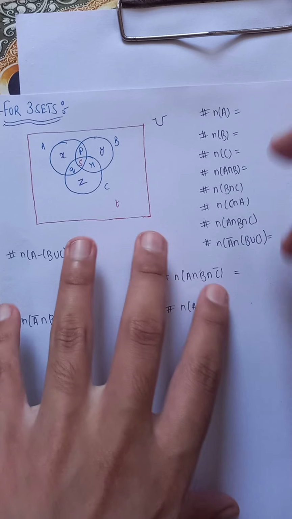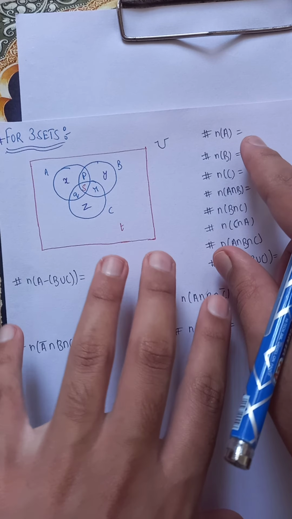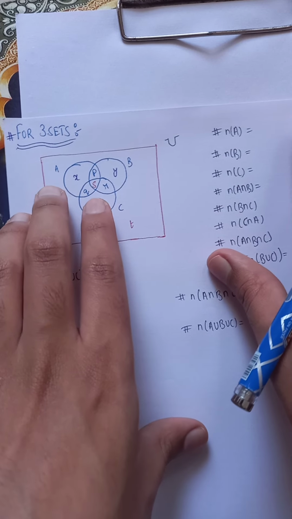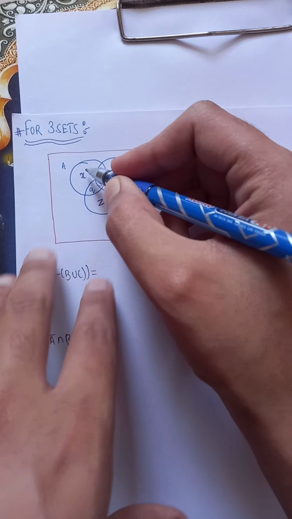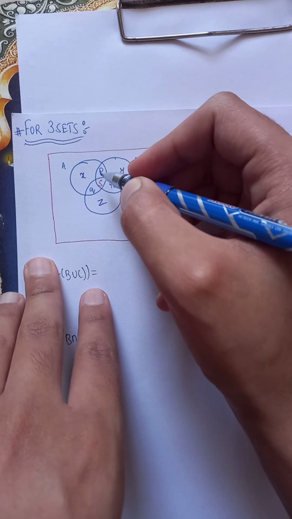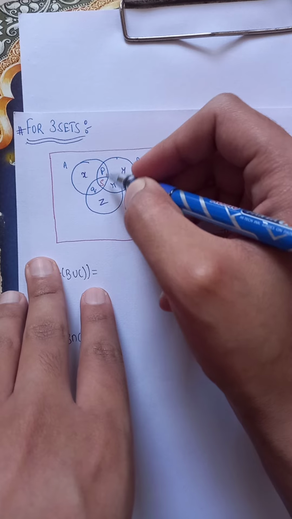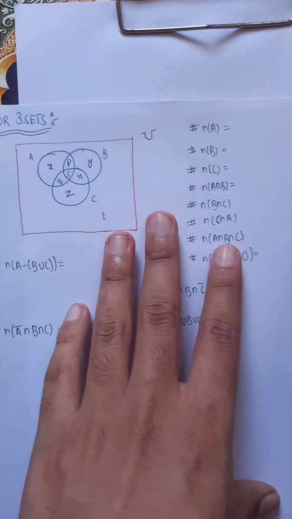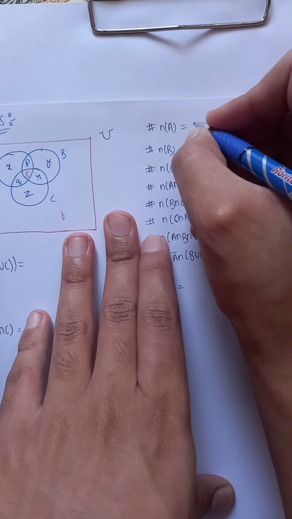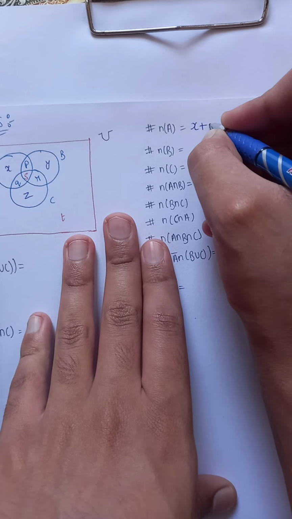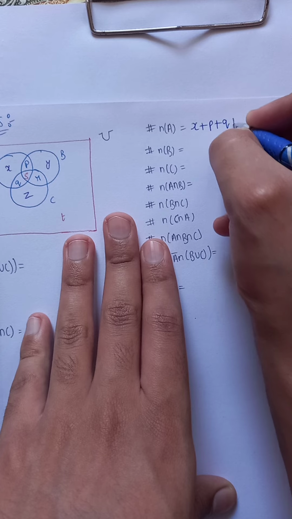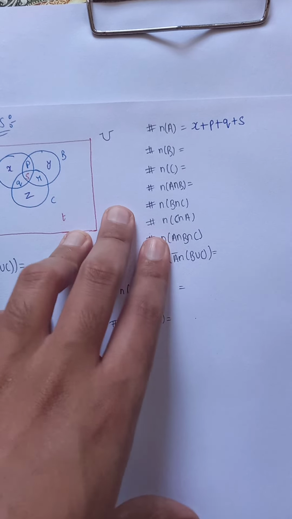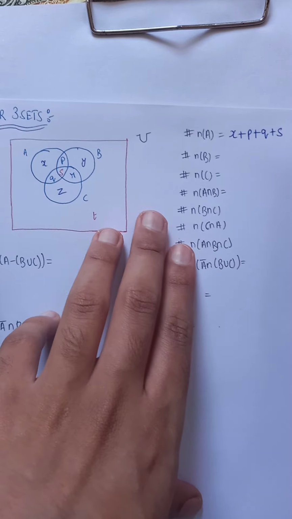Let's write them one by one. Number of elements in set A: how many elements do you see in set A? X, P, Q, and S are there in set A. So I shall write X plus P plus Q plus S. These are the number of elements present in set A.